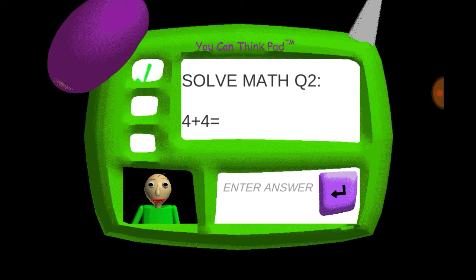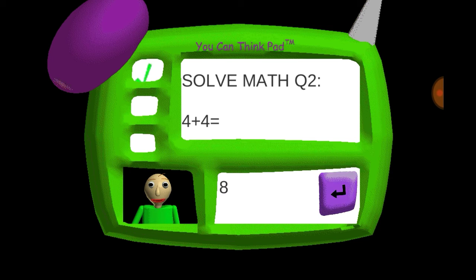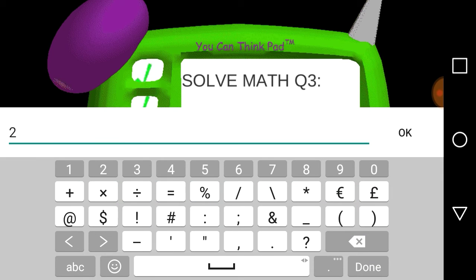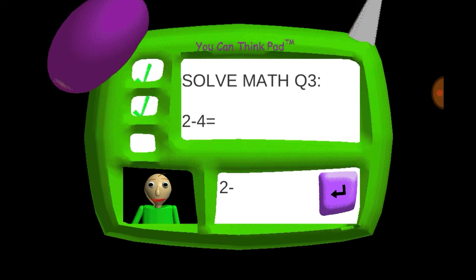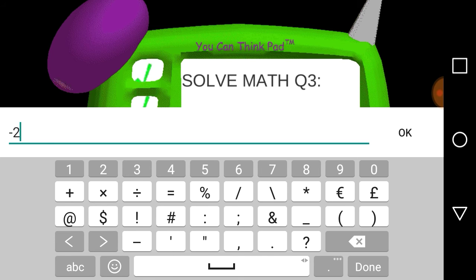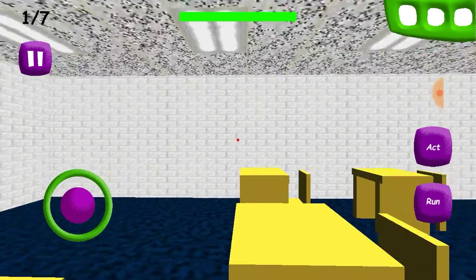And then done. Then 4 plus 4. That equals 8. Count with your fingers. And then 2 minus 4. Okay, problem 3. 2 minus... Okay, so 4 minus 2. So take 2 from your 4 fingers and equals 2. Are you guys sure? We hope. Yes, we got it right, guys.